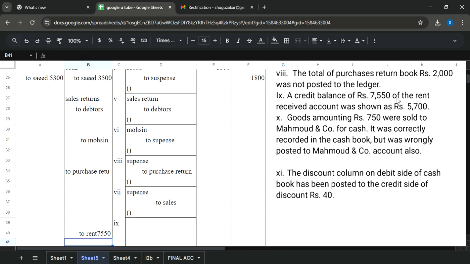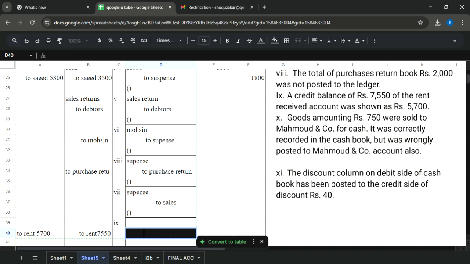What happened? Received on account was shown as 57. So please note down what mistake they have done. Instead of 7550, they have written 5700. Note it down. Actual amount was 7550. By mistake, they have written 5700. So now just find out what mistake it is. Actually 7, by mistake 5, it is undercast. Less amount is written. In undercast, we write at the same place.